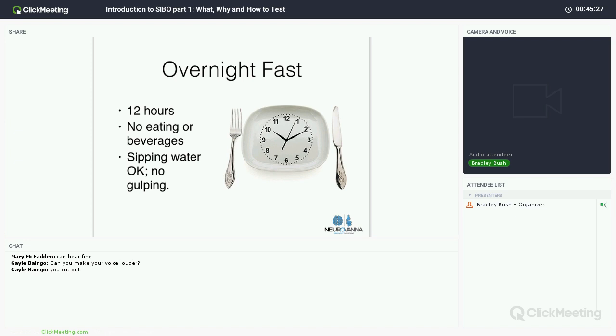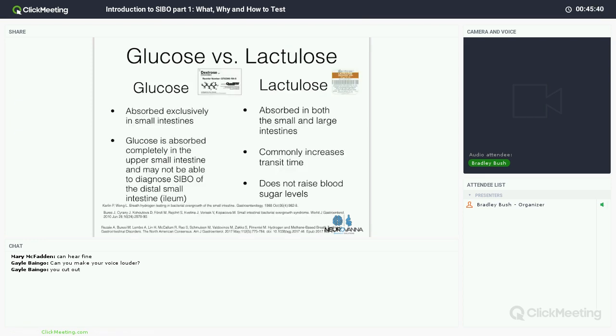Overnight fast, as I mentioned before, is really important. It's 12 hours, no eating, no beverages, no gum chewing. And you can sip water, but no gulping water. So it's not a dry fast. You can still have a little water, but you can't gulp down like a huge liter of it.